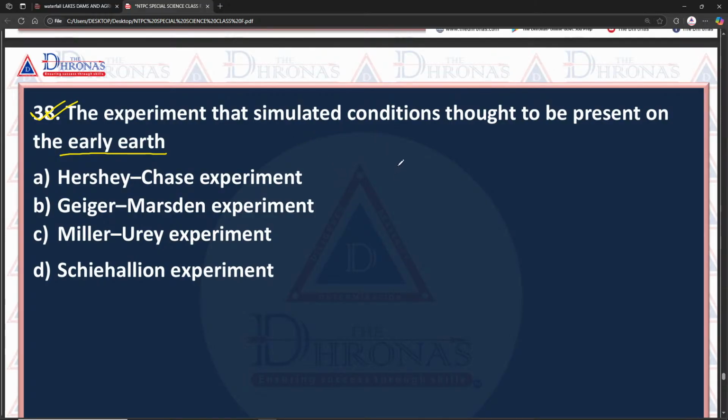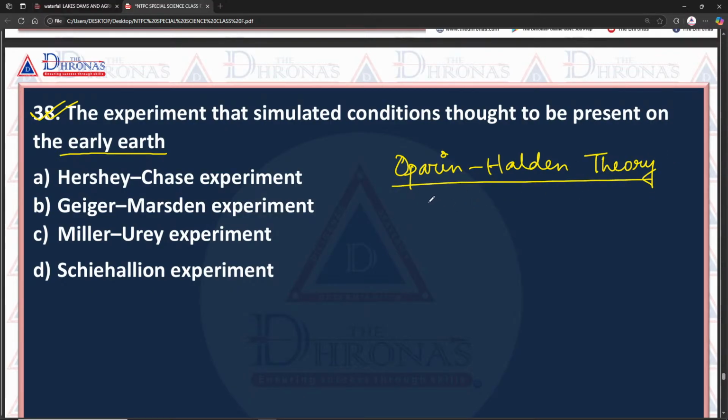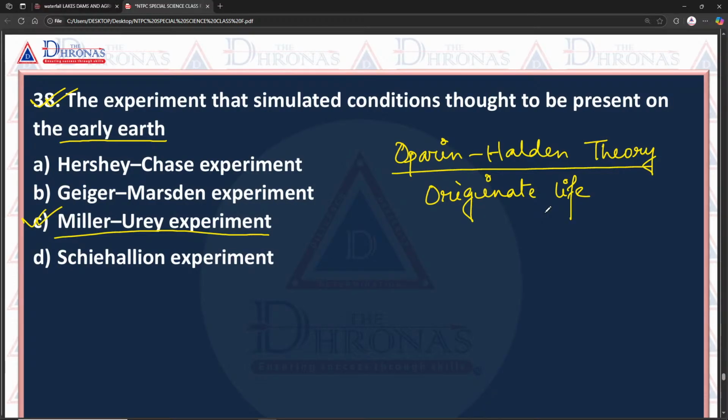So these experiments actually prove the Oparin and Haldane theory of evolution. Oparin and Haldane theory, how the life originates in Earth. Miller-Urey experiment. Miller-Urey experiment proved the Oparin and Haldane theory of life originating on Earth. How the life evolved in Earth.